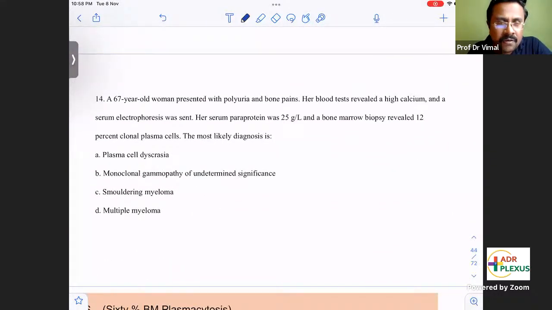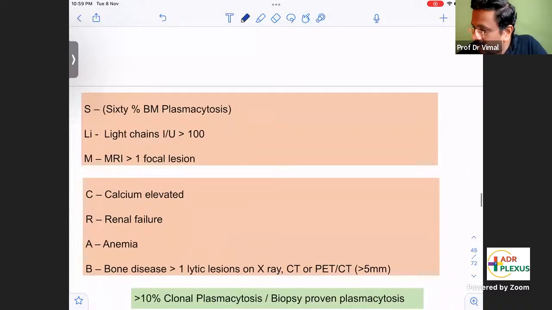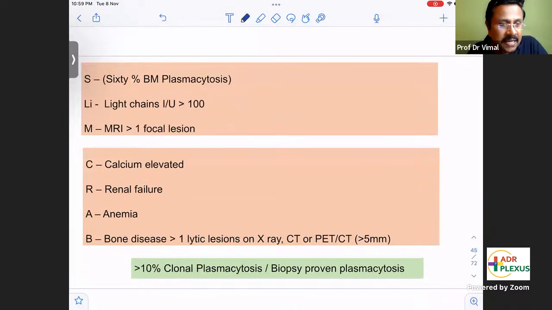A 67-year-old woman presented with polyuria and bone pains. Her blood test revealed a high calcium and a serum electrophoresis was sent. Her paraprotein was 25 gram per liter and a bone marrow biopsy revealed 12% clonal plasma cells. The most likely diagnosis? Plasma cell disease is a very important topic, and the diagnostic criteria of multiple myeloma have recently been revised, so there is a high chance of being asked. Let us revise the SLiM and CRAB criteria for diagnosis of multiple myeloma.